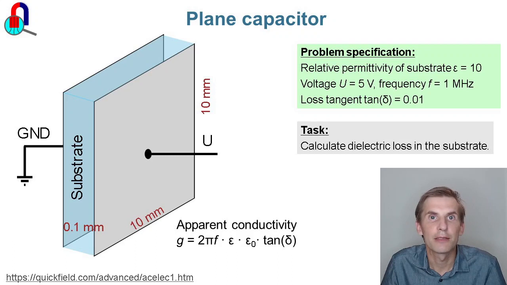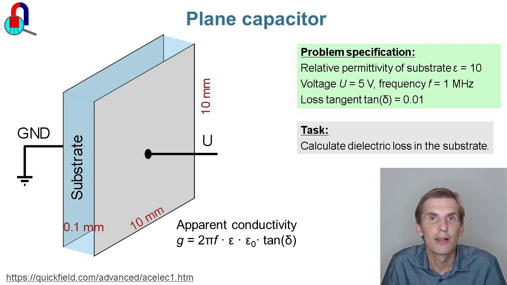We know the dielectric permittivity and the loss tangent. Using these values, we can calculate the effective conductivity of the dielectric. You can see the equation here. I'm going to use the effective conductivity to calculate the active component of the electric current and to calculate the losses.